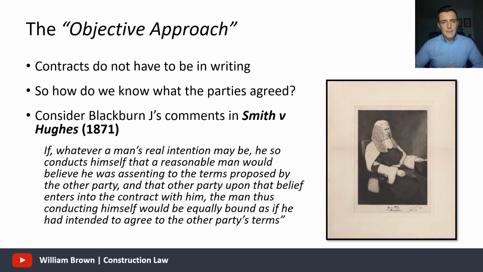And he said, "If, whatever a man's real intention may be, he so conducts himself that a reasonable man would believe he was assenting to the terms proposed by the other party, and that other party, upon the belief, enters into the contract with him, the man thus conducting himself will be equally bound as if he had intended to agree to the other party's terms."